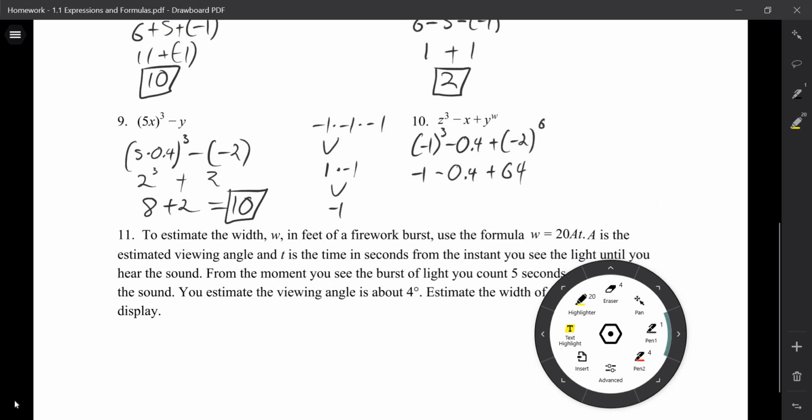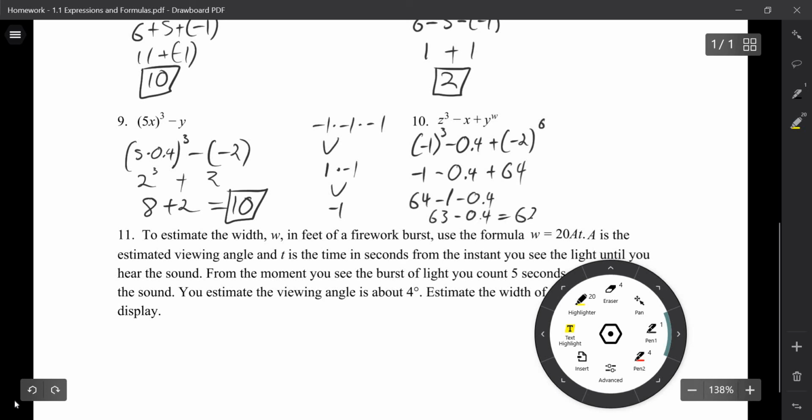Now it's just negative 1 minus 0.4 plus 64. It's sometimes easier for me to rewrite these in an easier to read order, so we're just going to do that real fast. 64 minus 1 minus 0.4. So that's going to be 63 minus 0.4, which is going to equal 62.6. That's what we're looking for there.